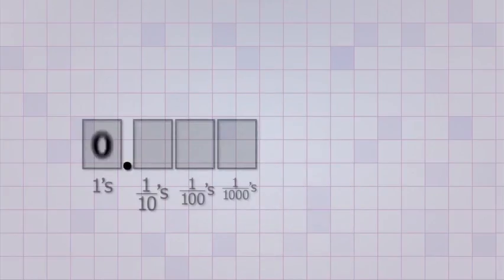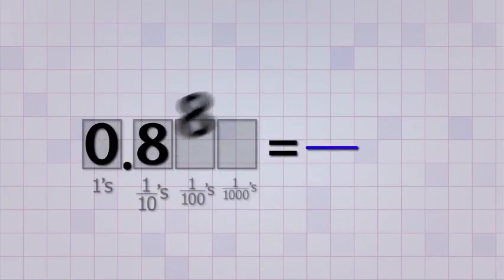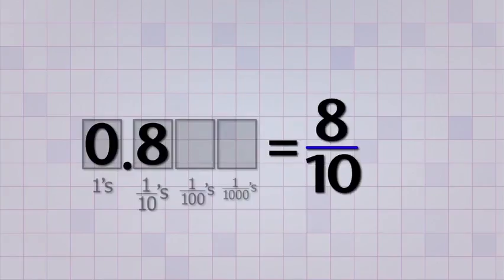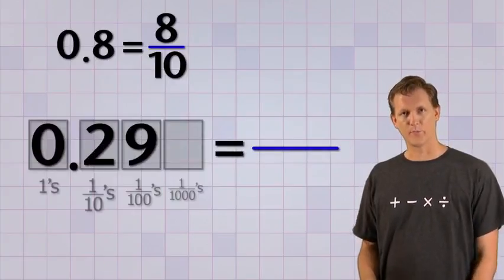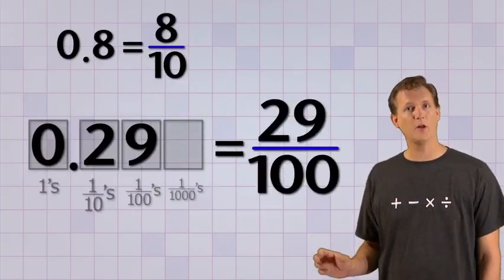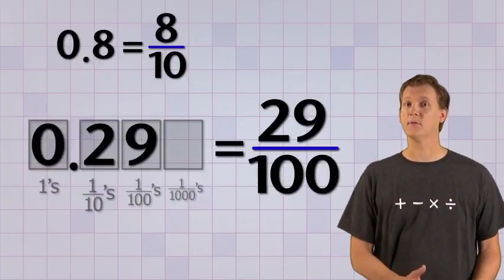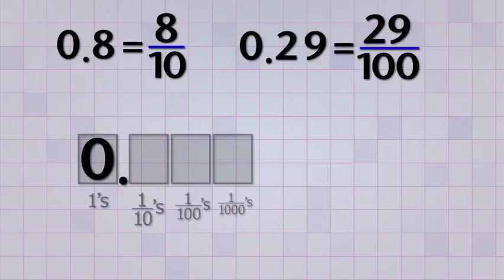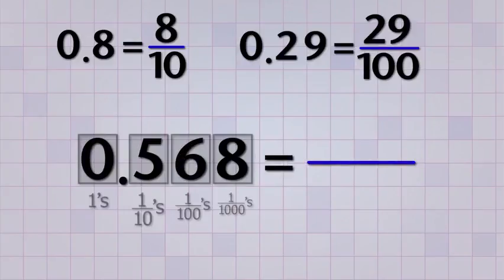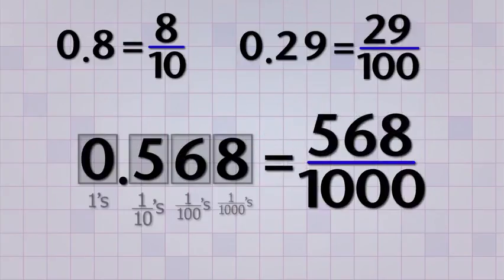For example, to convert 0.8 into a fraction, we put an 8 on the top and a 10 on the bottom because the smallest number place in our decimal was the tenths place. And to convert 0.29 into a fraction, we put a 29 on top and we put 100 on the bottom because the smallest number place in our decimal was the hundredths place. And finally, to convert 0.568 into a fraction, we put 568 on top and 1,000 on the bottom because the smallest number place in our decimal was the thousandths place.